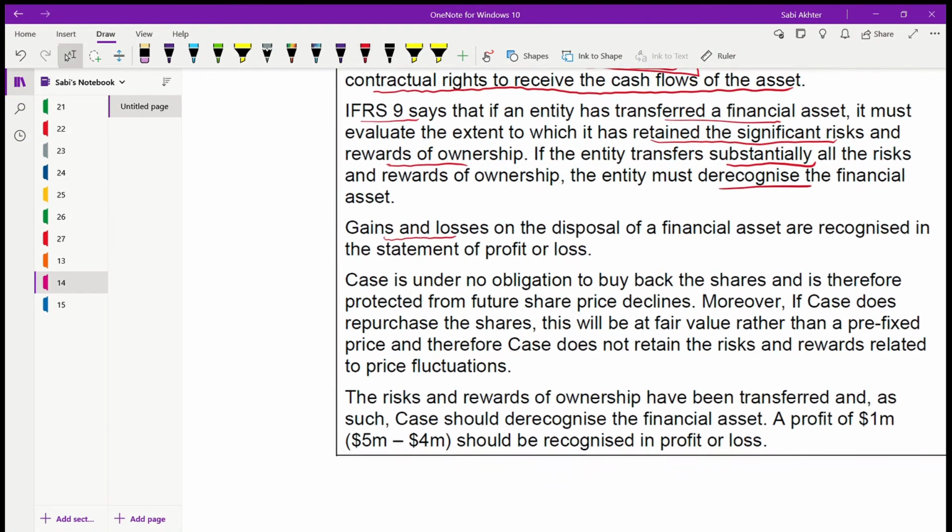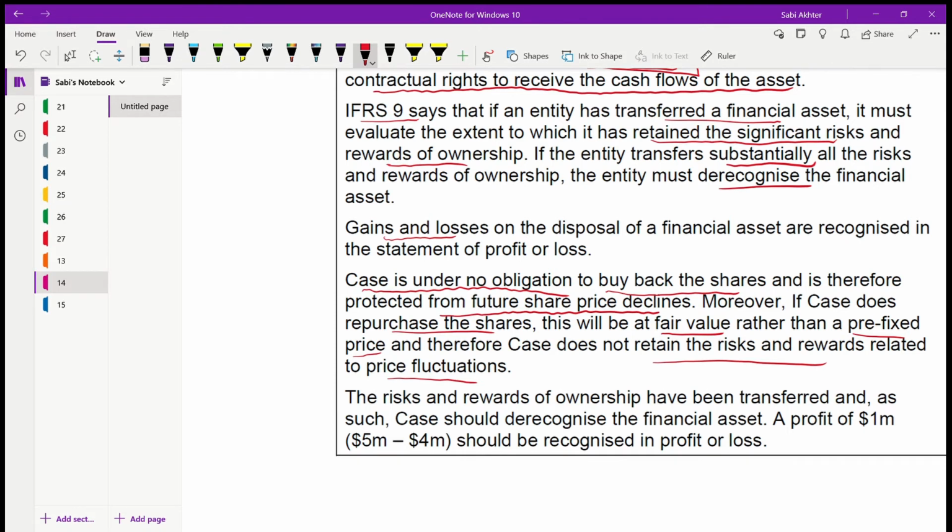Now let us go to this one. Case is under no obligation to buy back the shares. Do they have an obligation? No. And is therefore protected from future share price decline. Even if the price declines in the future, they don't have to buy it back because they don't have the obligation. So if Case does repurchase the share, this will be at what? Fair value rather than a prefixed price. And therefore, Case does not retain the risks and rewards relating to the price fluctuation. So whatever happens to the share price, Case does not have the risk and the reward of that. Why?